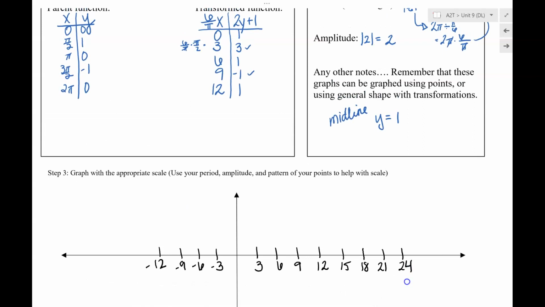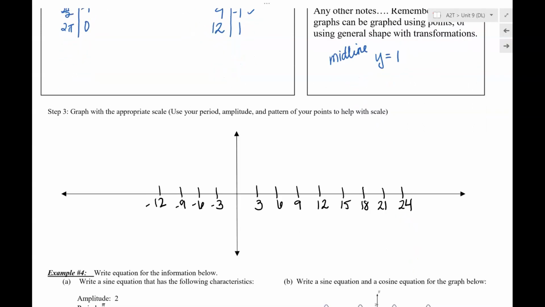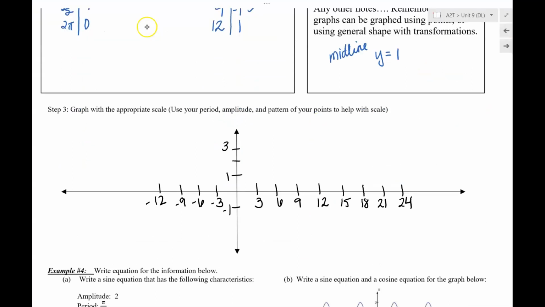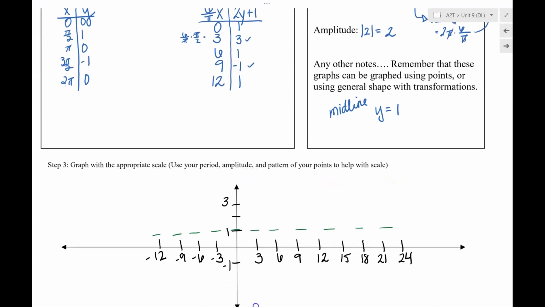Looking at our points, we need to go all the way up to 3 and down to -1. Our midline is at y equals 1. I did this in blue. Oh, sorry, guys. Bummer. All right, so the midline is at 1. I know that probably only annoys me, but if you were irritated by it, I'm sorry. Okay, so we have coordinates at (0, 1), (3, 3), (6, 1), (9, -1), (12, 1), and I'm going to continue the pattern that I see.